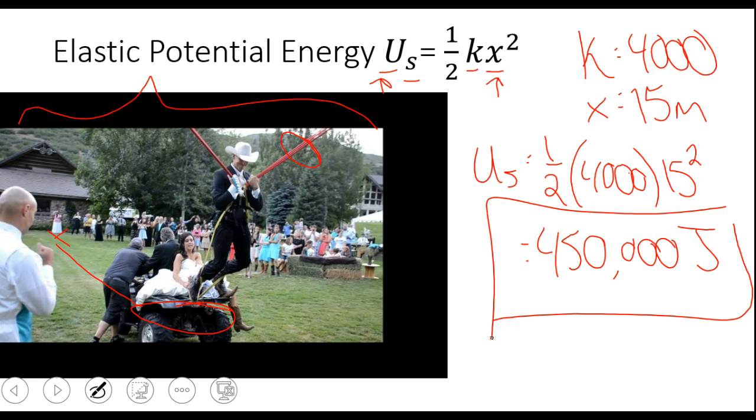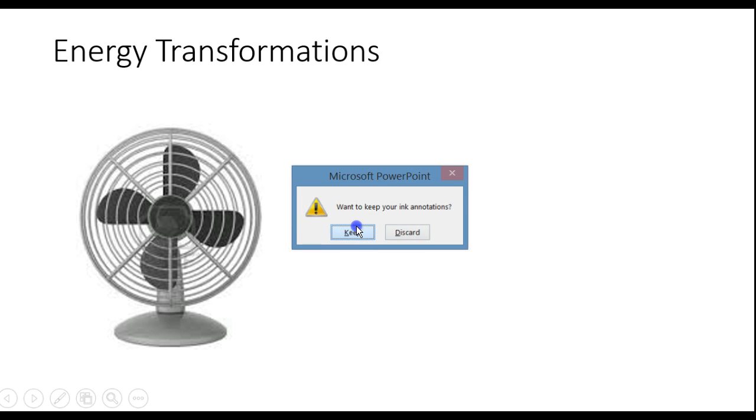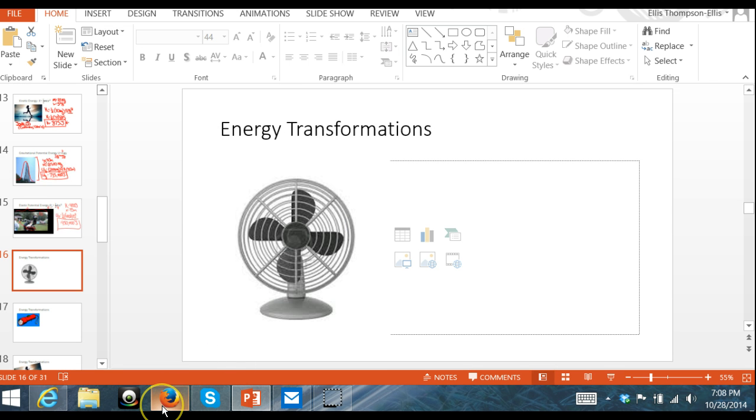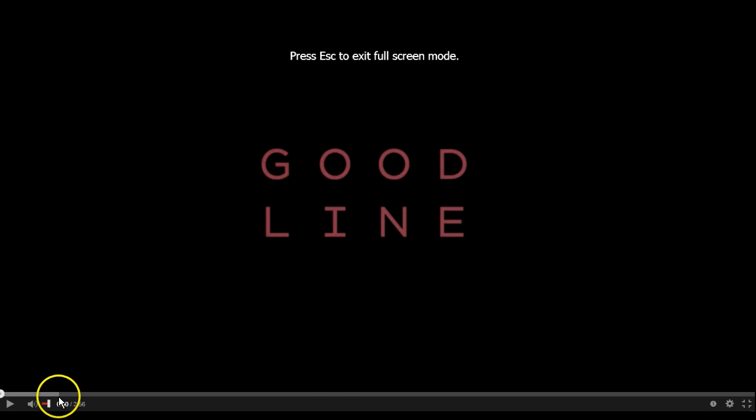Now you are totally allowed to fast forward through this part of the video, but I really love slingshots, and so I'm going to take this time to show you exactly what this redneck slingshot is. Alright, and just sit back and enjoy, and if you want to, you can skip ahead in the video 2 minutes and 56 seconds. You can look this up on YouTube anytime. It is called Human Slingshot.